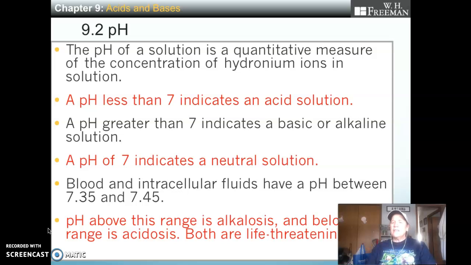Both of these can occur. Acidosis can occur most likely because you're diabetic, but both of them are life-threatening. Your body doesn't like to be in either of those. It wants to be 7.35 to 7.45. And if it's not in that range, you're going to have some issues because your organs are not going to be happy. If you have acid running through your veins, it's not good for anybody.